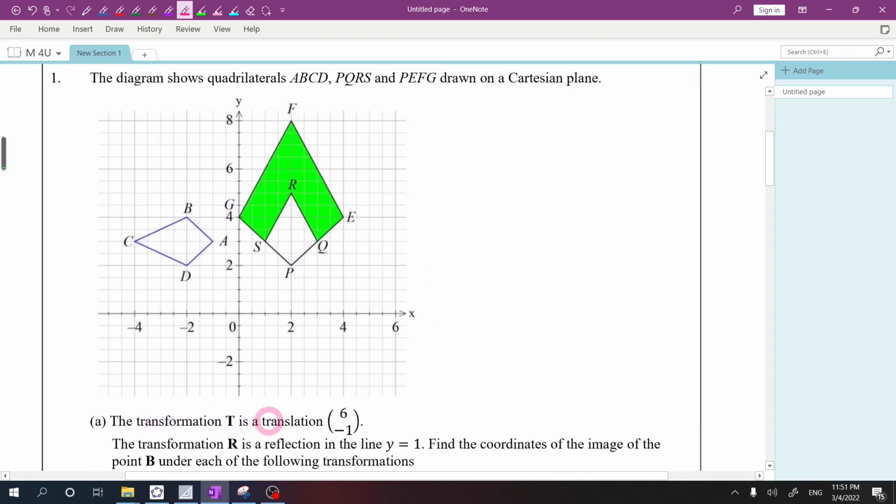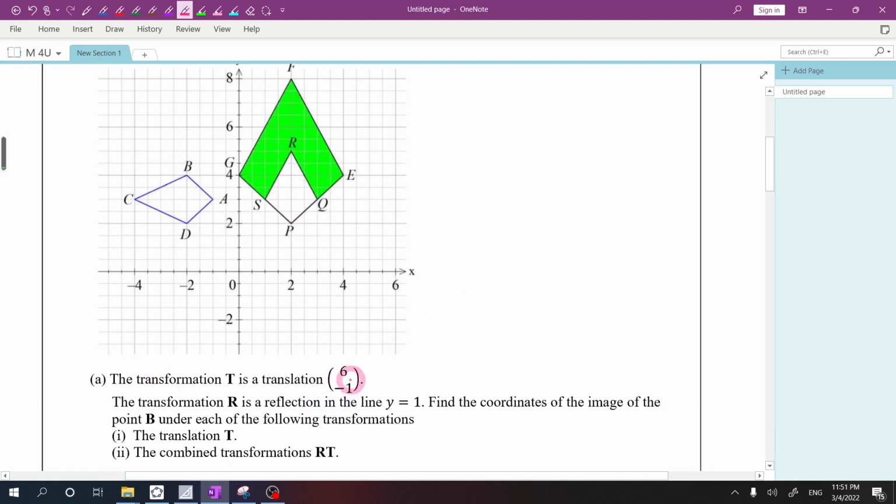The transformation T is a translation (6, -1). When you see (6, -1), you know that you need to move your object 6 units to your right and 1 unit down. This number tells you move to your right or move to your left. If this is negative, it means move to your left. If this is positive, move to your right. The number underneath here tells you move up or move down. Positive, move up, negative, move down.